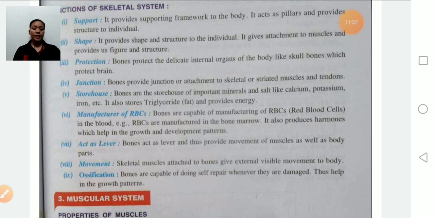Ossification. Bones are capable of self repair whenever they are damaged, thus helping in the growth patterns. Bones repair themselves when they are damaged. If you give proper rest, then they will repair themselves.